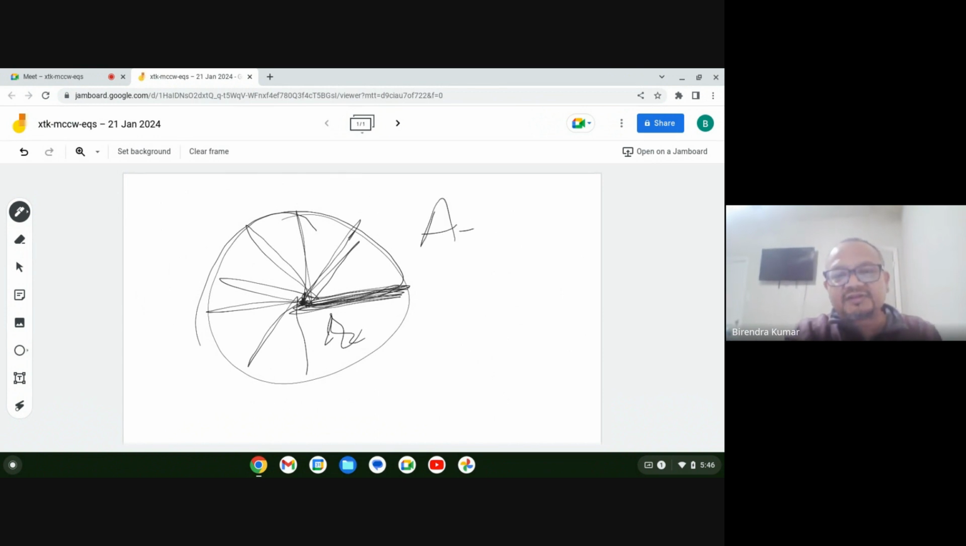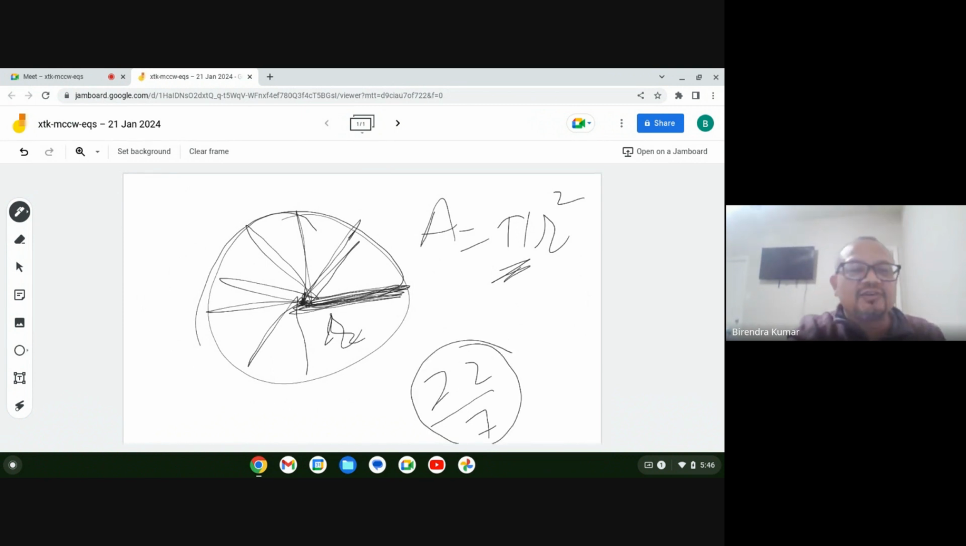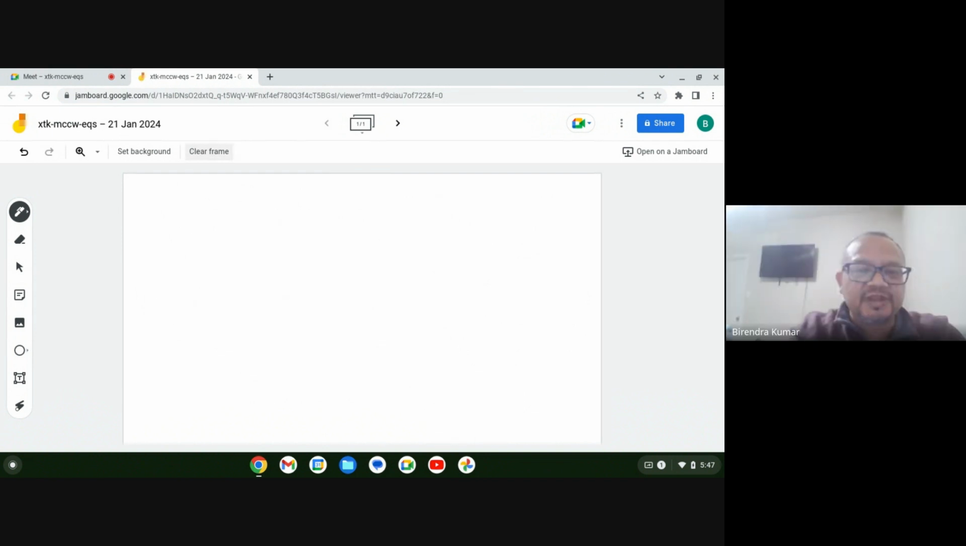So the area of a circle is pi r square. Pi is a constant number. This came from Greece, and its value is 22 by 7. This value of pi is a number that you can remember. So the area of a circle is pi r square, where r is the radius and pi is the constant. And the perimeter of a circle is, again, the whole distance around.